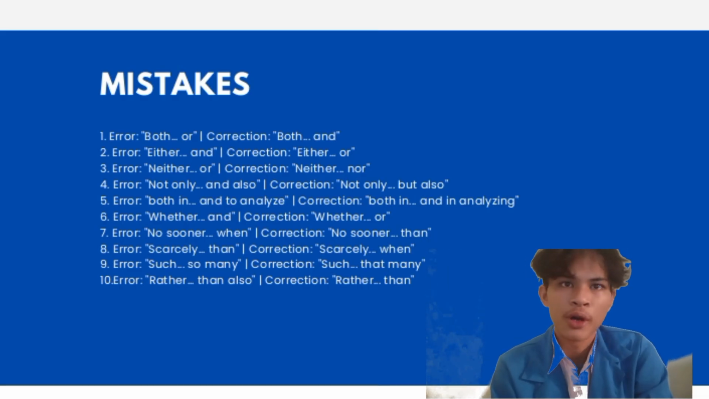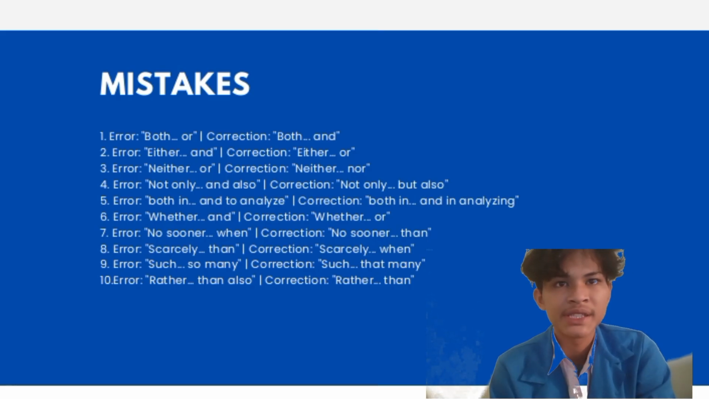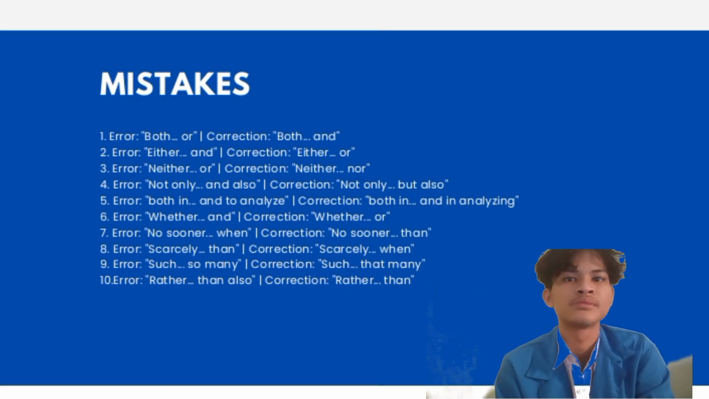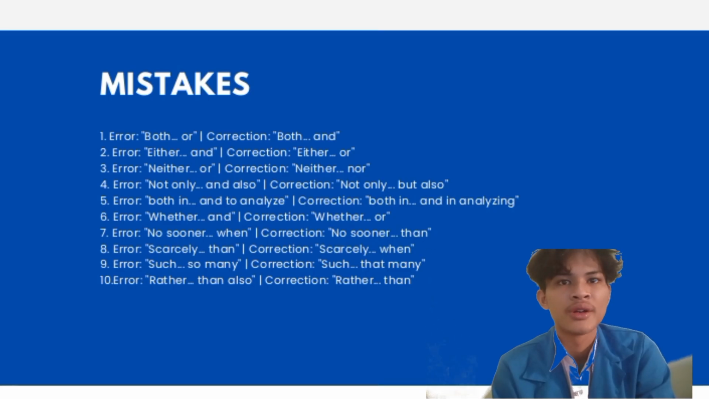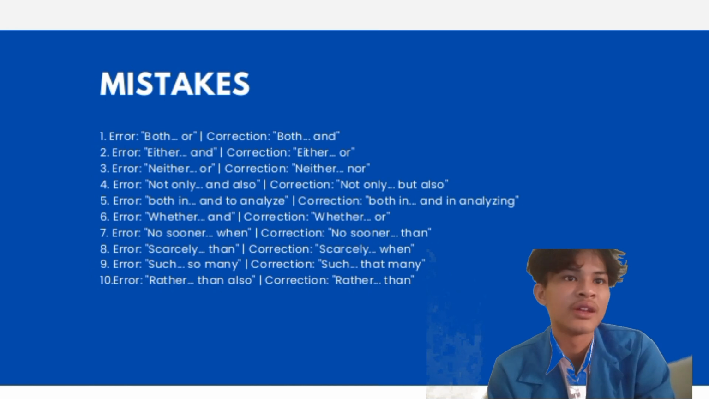Number 5, both in and to analyze. The correction is both in and in analyzing. Number 6, whether and. The correction is whether or. Number 7, no sooner when, but the correction is no sooner than. Number 8, error, scarcely then, and the correction is scarcely when.